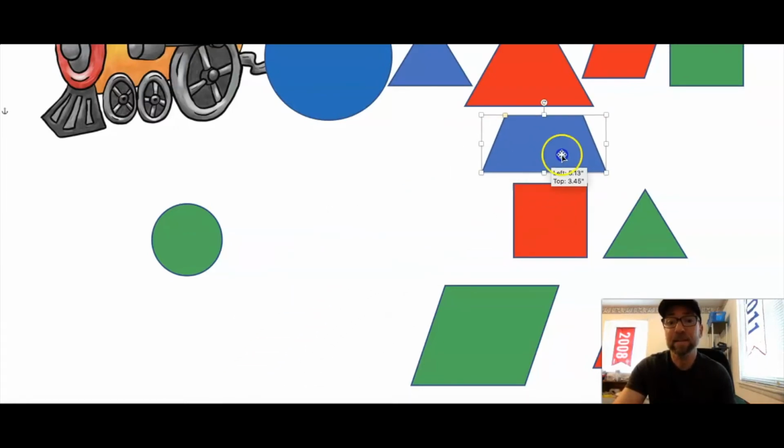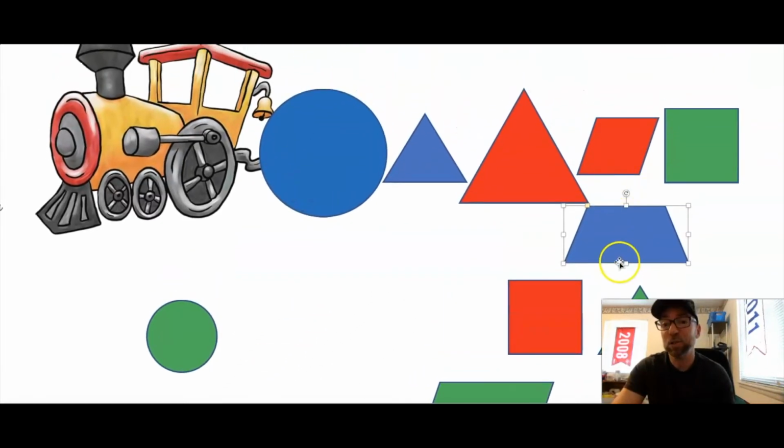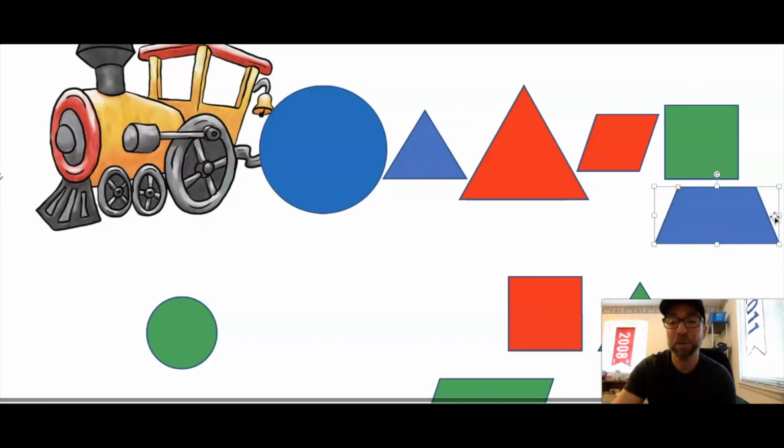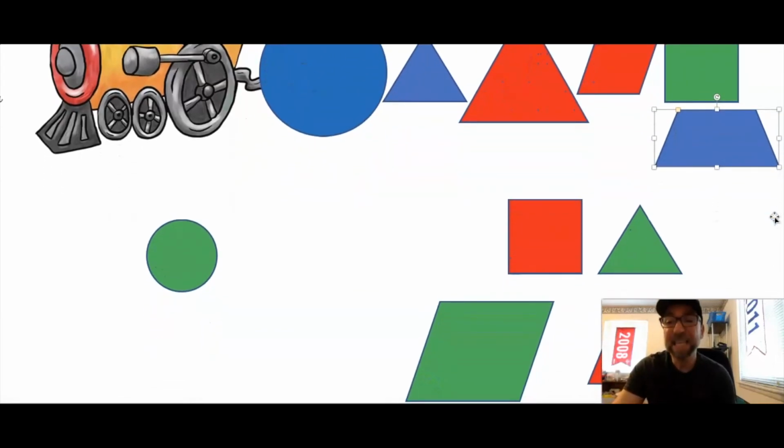Here it is. I have this trapezoid that I can put next. The trapezoid goes with the square because they have something in common. They both have 4 sides and 4 corners. Now I can keep making my attribute train. I could keep looking to see what could go.